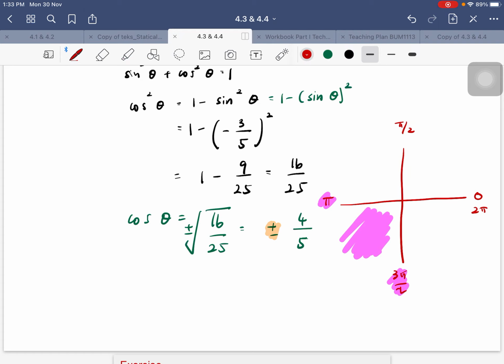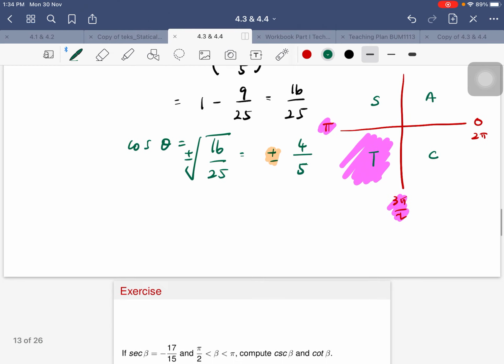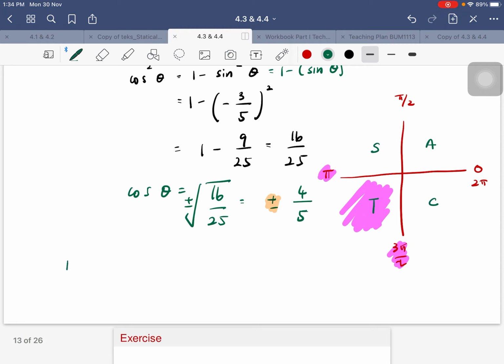I have also explained the rule before: here all of cos, sine and tangent are positive, and here sine only will be positive. In the third quadrant, only tangent will be positive. Anything else, sine and cos, are both going to be negative. So because theta is between pi and 3 pi over 2, this should be in the third quadrant, so I'm putting third quadrant over here.